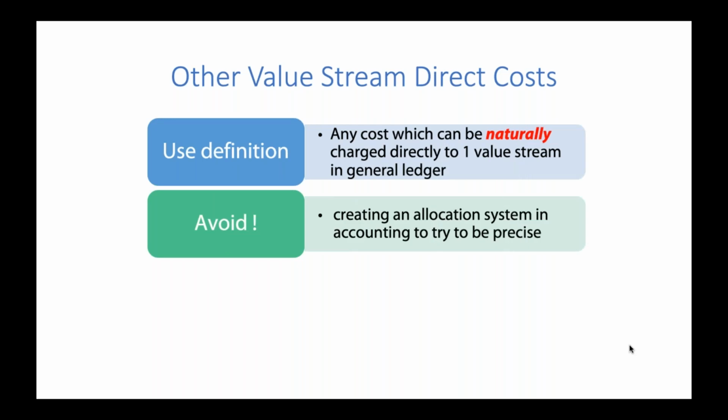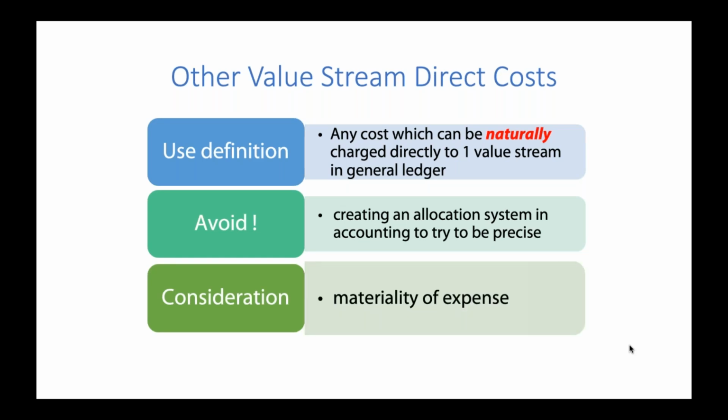What you want to avoid, especially in accounting, is creating some kind of allocation system to try to be very, very precise. We want to avoid that. And third, lastly, consider the materiality of the expense. If something is a very small percentage of the total direct costs of a value stream, is it really worth spending a whole lot of time trying to figure it out? If you get labor, you get machines, you get material, you're going to be in really, really good shape. Don't overthink this. That's one reason why the word naturally is in red, bold, and italics, because it's what makes sense. If you look in accounting, you see an invoice, yeah, I can charge that. That's sort of your acid test.